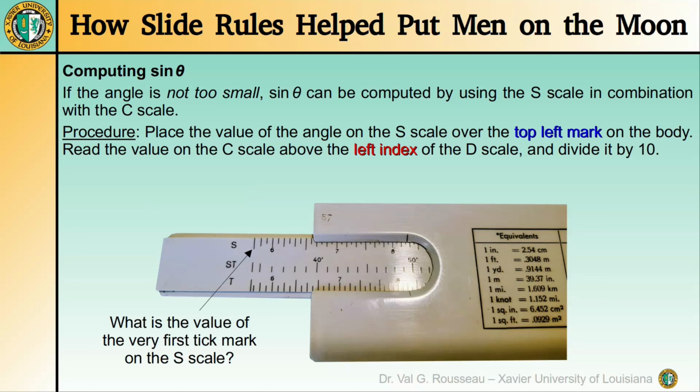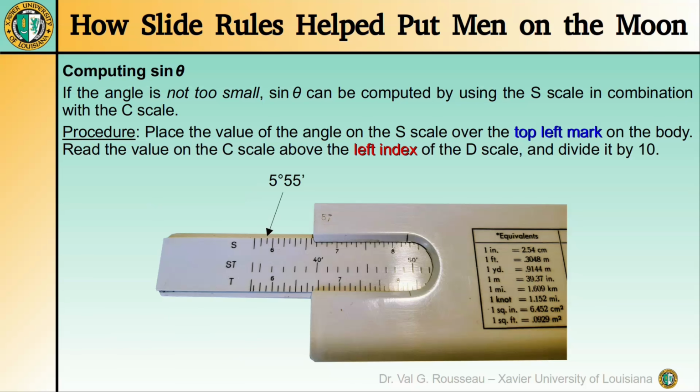Before we explain how to compute the sine of the missing angles, let us determine what the smallest angle on the S scale is. Since the smallest interval near the 6 degrees mark corresponds to 5 minutes, we conclude that the tick mark indicated here corresponds to an angle of 5 degrees 55 minutes. With no surprise, the tick mark right before corresponds to 5 degrees 50 minutes, and we might want to conclude that the very first tick mark is therefore 5 degrees 45 minutes. However, this is not exact.